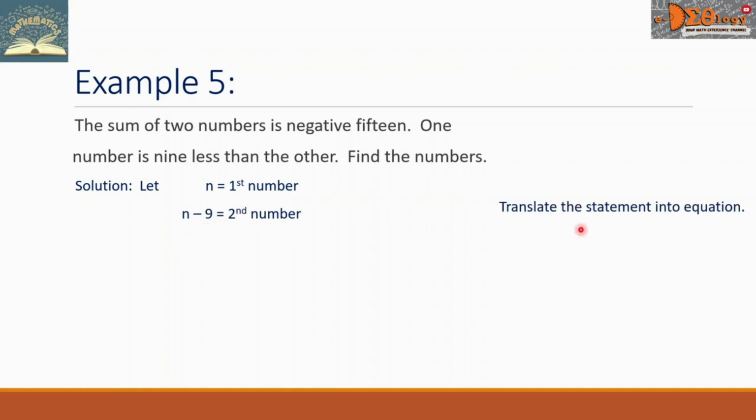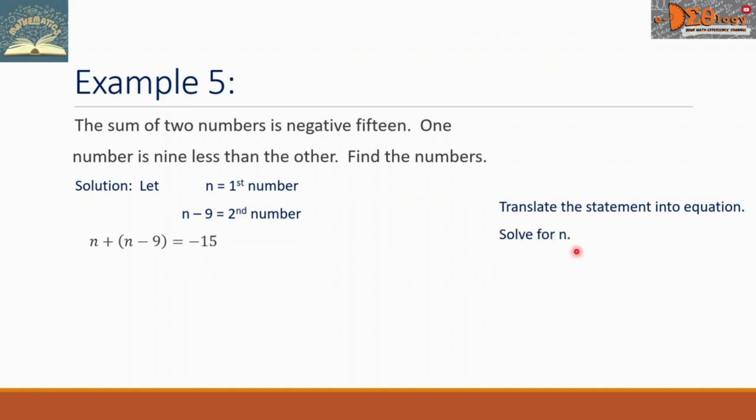Then, we translate the statement into equation, particularly the first sentence. It says, the sum of two numbers. So, meaning, we're going to add the first number and the second number. So, we write n plus n minus 9. And it says, is negative 15. So, we write here equals negative 15.